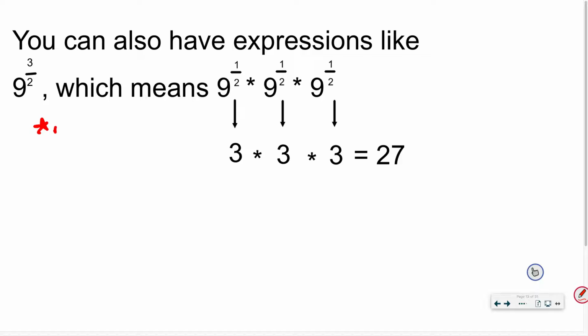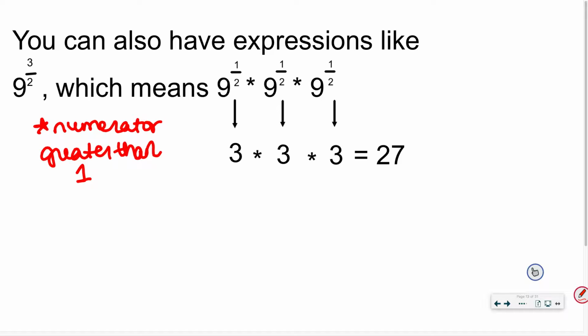If I have 3/2, notice when your numerator is greater than 1, you can actually break out the exponent. So 9 to the 3/2 is really the same thing as 9 to the half times 9 to the half times 9 to the half. That's a property of exponents from last week, actually 2 weeks ago at this point. If I multiply a number with the same base, I can add the exponents together. 1/2 and 1/2 and 1/2 gives me 3/2.